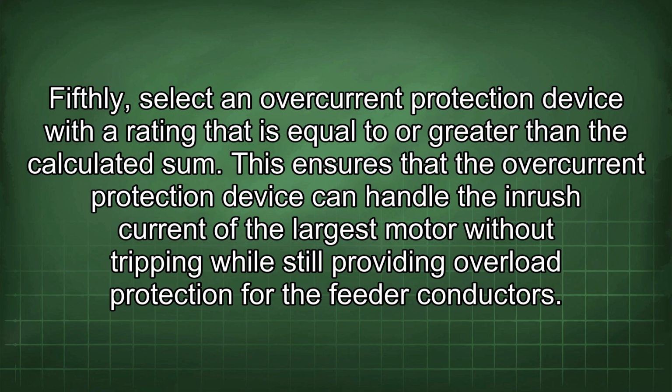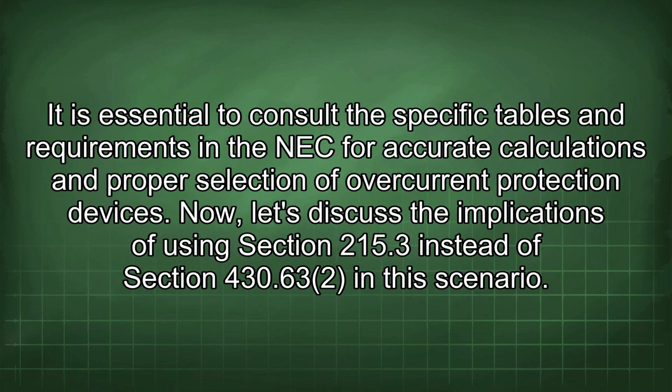Fifthly, select an overcurrent protection device with a rating that is equal to or greater than the calculated sum. This ensures that the overcurrent protection device can handle the inrush current of the largest motor without tripping while still providing overload protection for the feeder conductors. It is essential to consult the specific tables and requirements in the NEC for accurate calculations and proper selection of overcurrent protection devices.